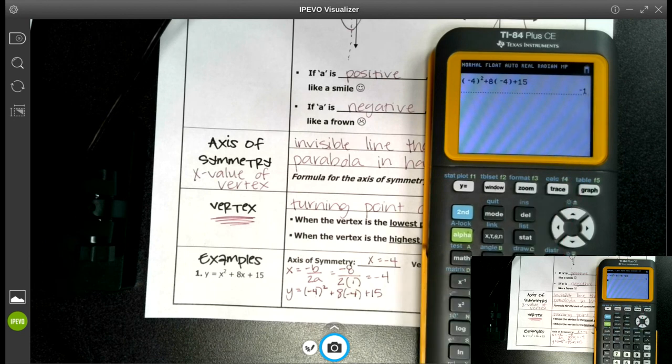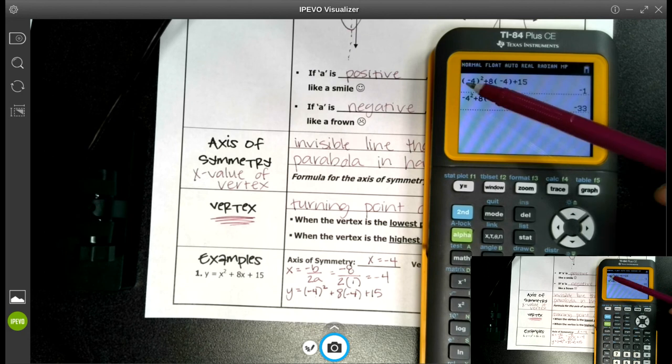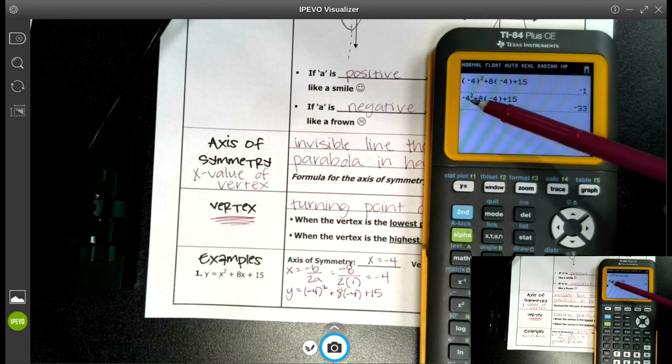Now, if I didn't put the parentheses around my negative 4, if I just did negative 4 squared plus 8 times negative 4 plus 15, then my calculator gives me a different answer because in my first one, it reads it as negative 4 squared. So that's negative 4 times negative 4. In my second one, it reads it as 4 squared times negative 1.